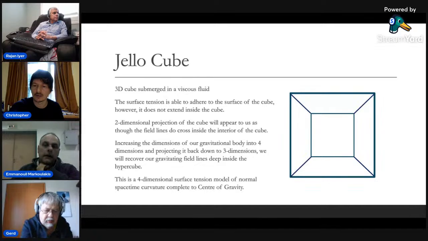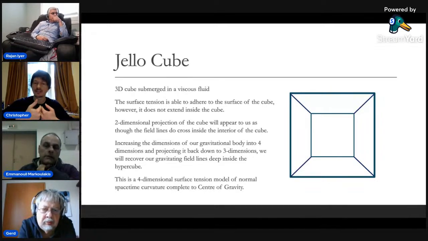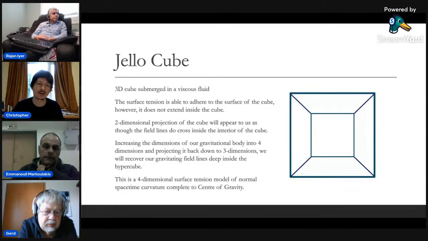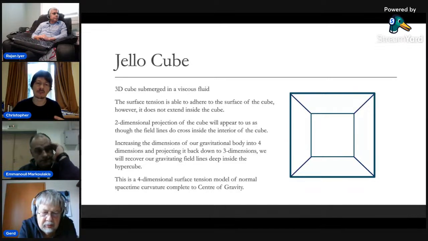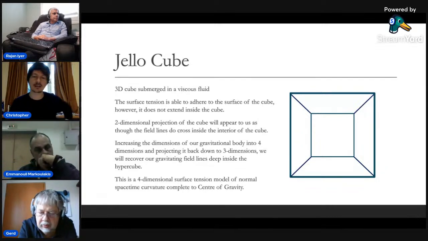the smaller inner cube or square will be pointing towards us, so we won't really see any capillary action there. But if we increase our dimensions from 3 dimensions to 4 dimensions and project back into 3, then we should begin to see that same curvature inside the cube, which is really the object of this part of the presentation.